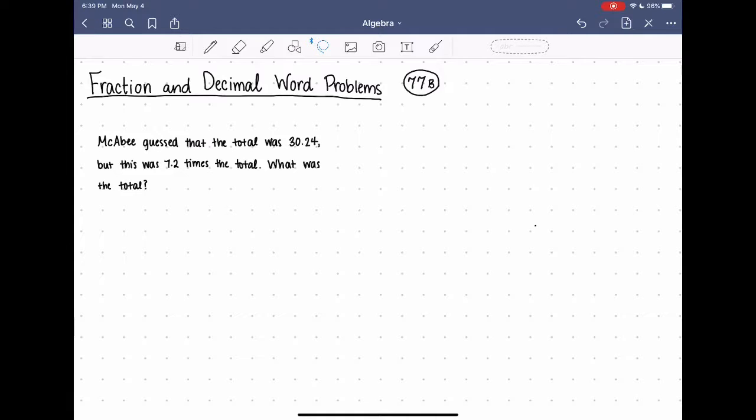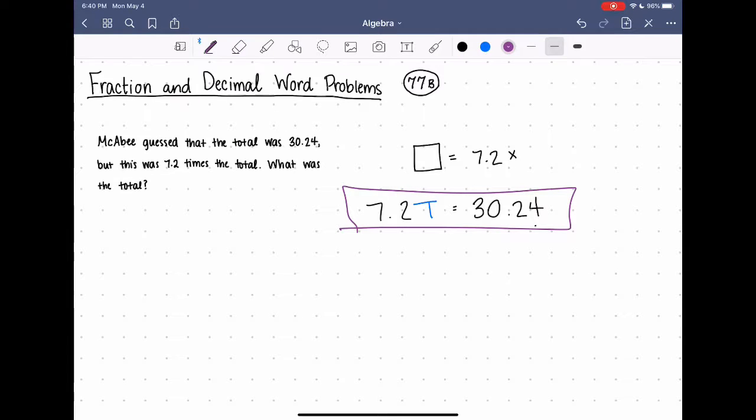So let me just think about this. He guessed that a certain amount was the total, but I know that this whole thing is actually 7.2 times the total amount. So the number that he guessed is actually 7.2 times greater than the actual total. So let's say t is the total. And I know that the total is 7.2 times that. And 7.2 times the total is equal to 30.24. So that actually set me up with a nice problem right here, where I only have to solve for one variable. I'm just solving for that t.